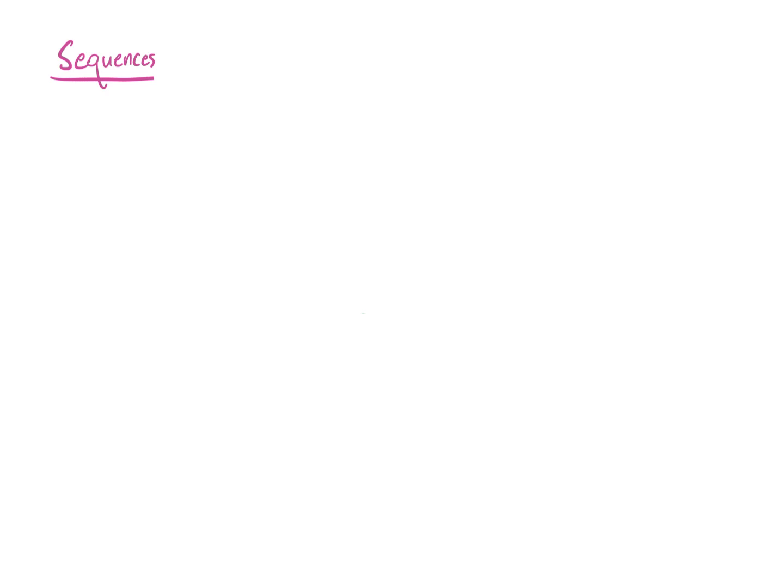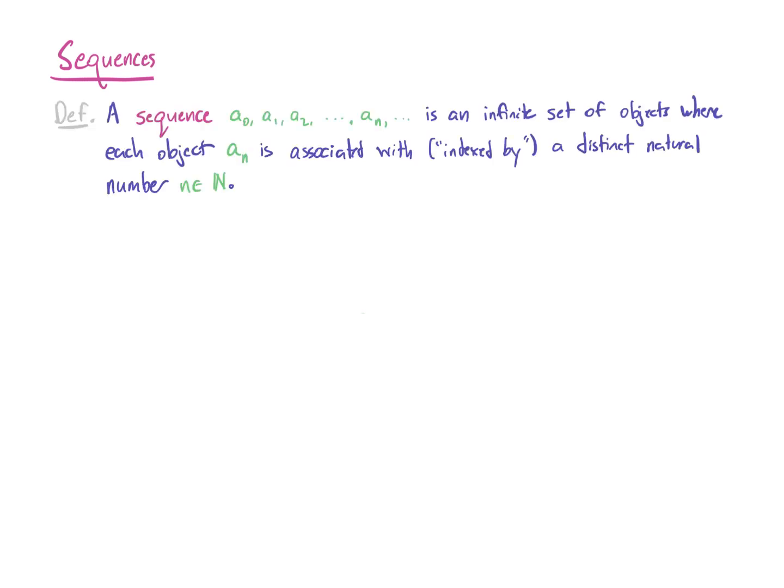In this video, we're going to introduce sequences and some of the things that we can do with them. So what's a sequence? Definition. A sequence is just an infinite set of objects here that I'm calling A0, A1, A2, all the way up to AN, but then also past AN onward into infinity. It's a sequence of objects where each object, AN, is associated with, or sometimes we say indexed by, a distinct natural number, n in N.